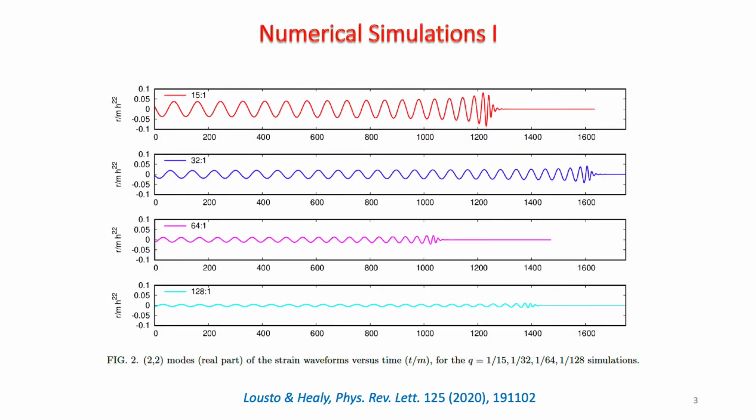This figure makes a comparative display of the 4 mass ratio waveforms, 1 to 15, 1 to 32, 1 to 64, and 1 to 128 at the bottom. You can see the decrease in the amplitude of the waveforms, which are shown at the same scale, and the evolution time of each of the cases.